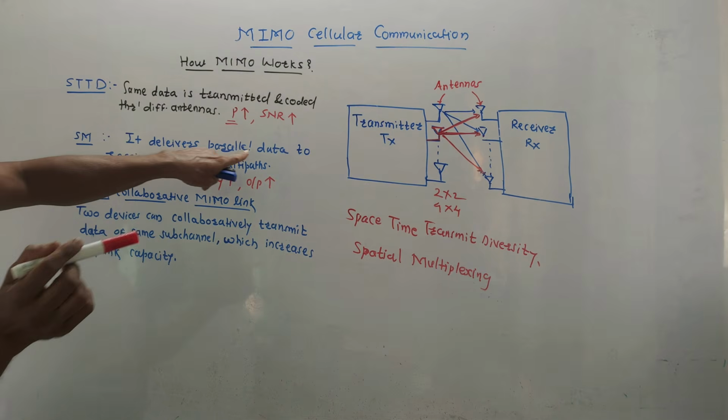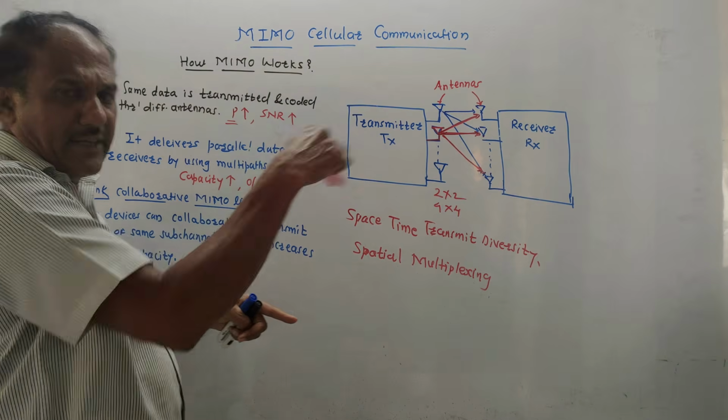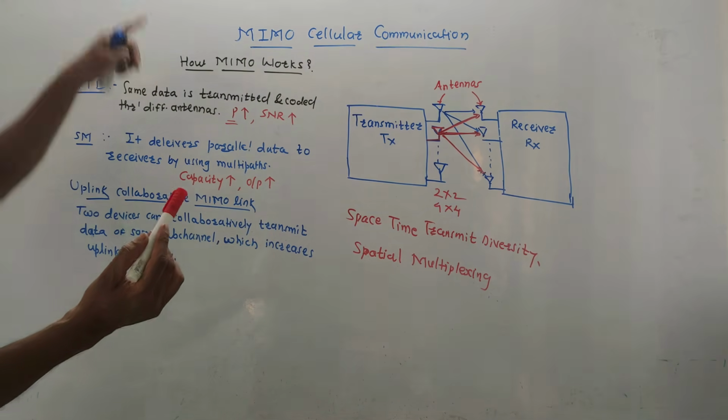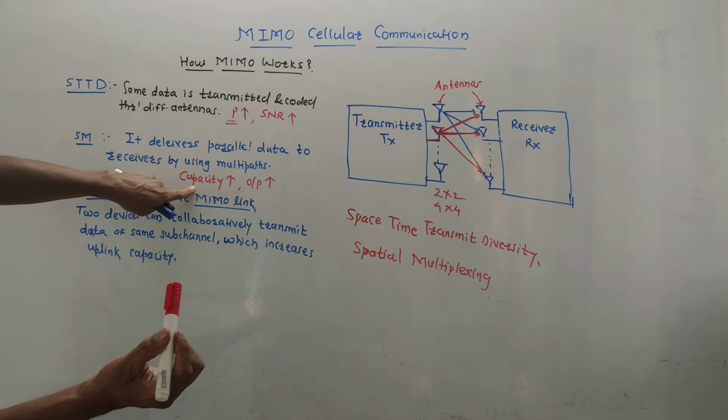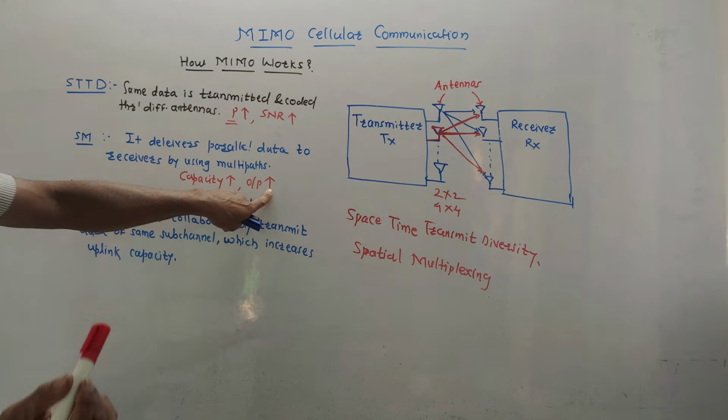So it delivers parallel data to the receiver by using multipath. Many different paths are used, and the receiver receives the signals from the corresponding antenna. So it improves the capacity of the system, as well as it increases the output of a system.